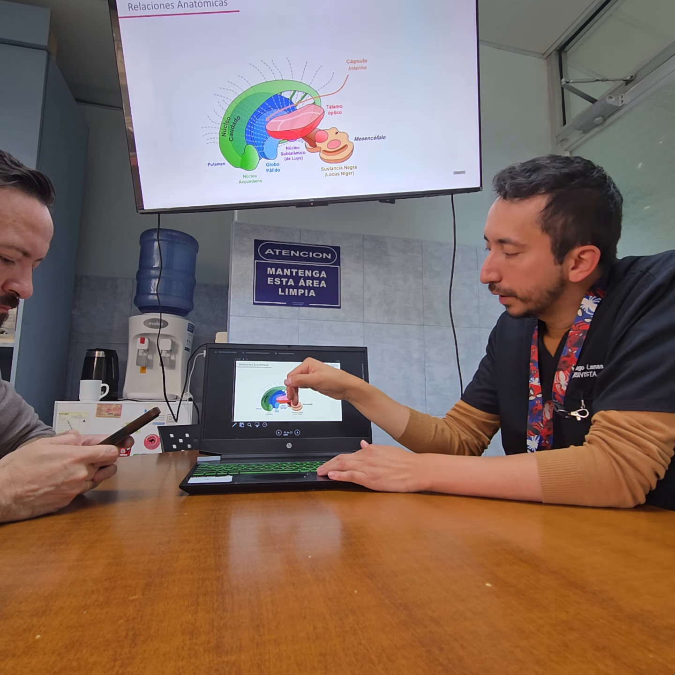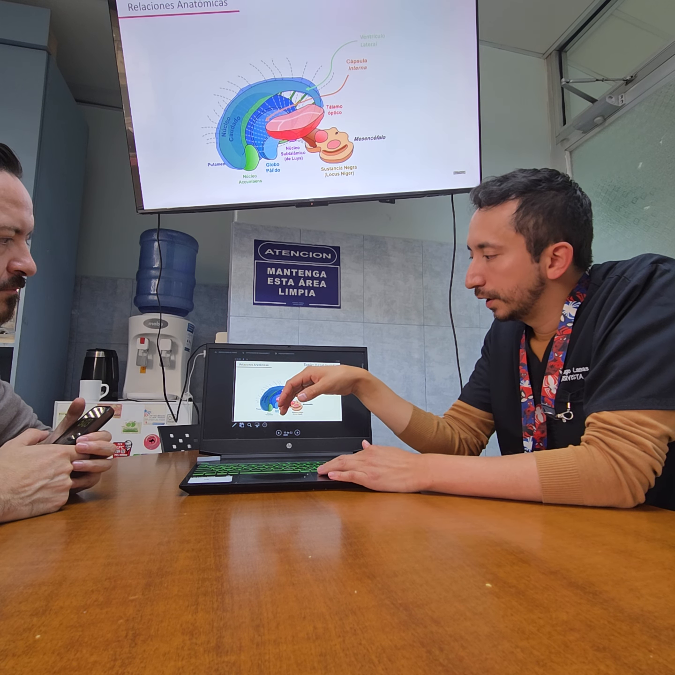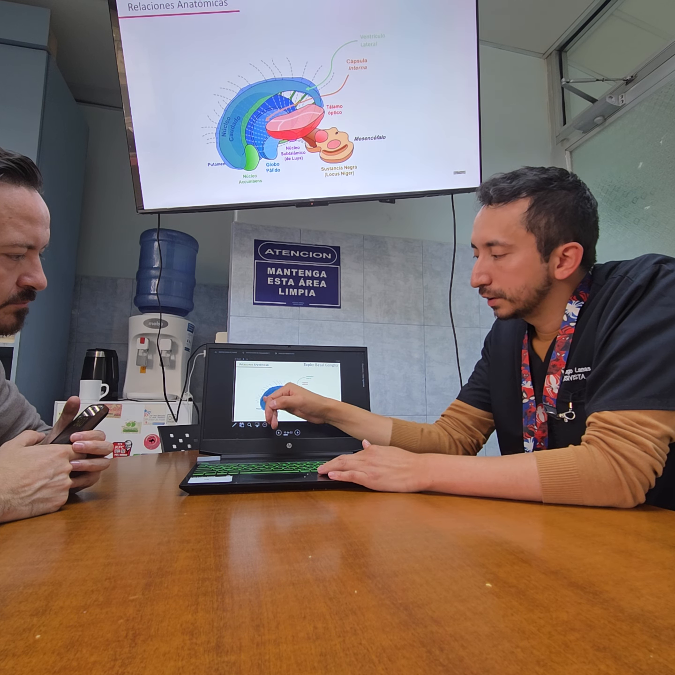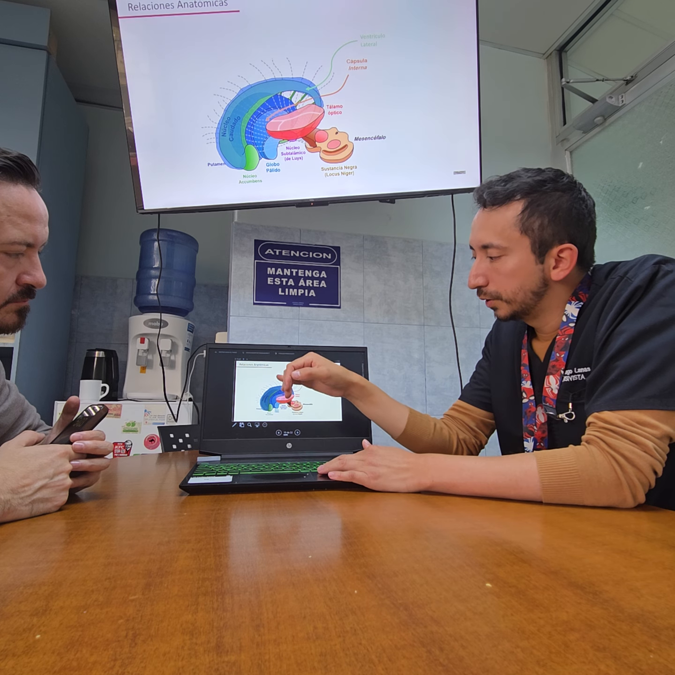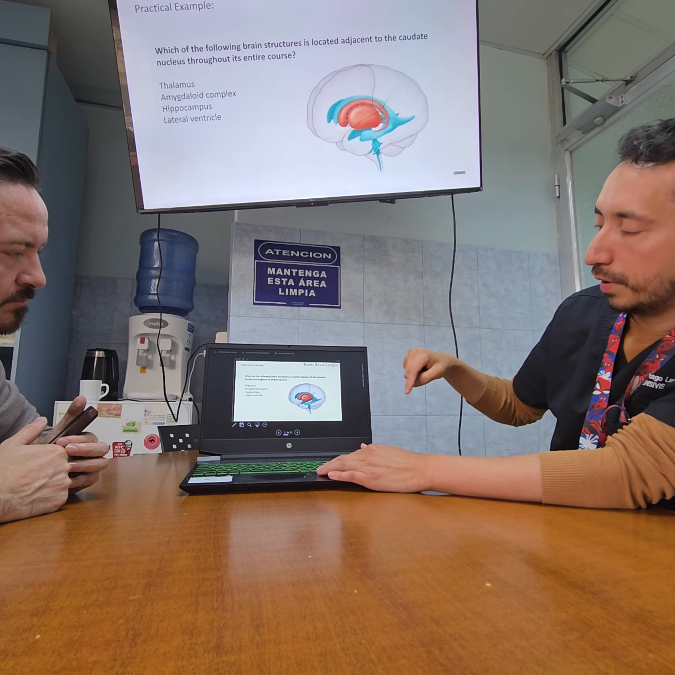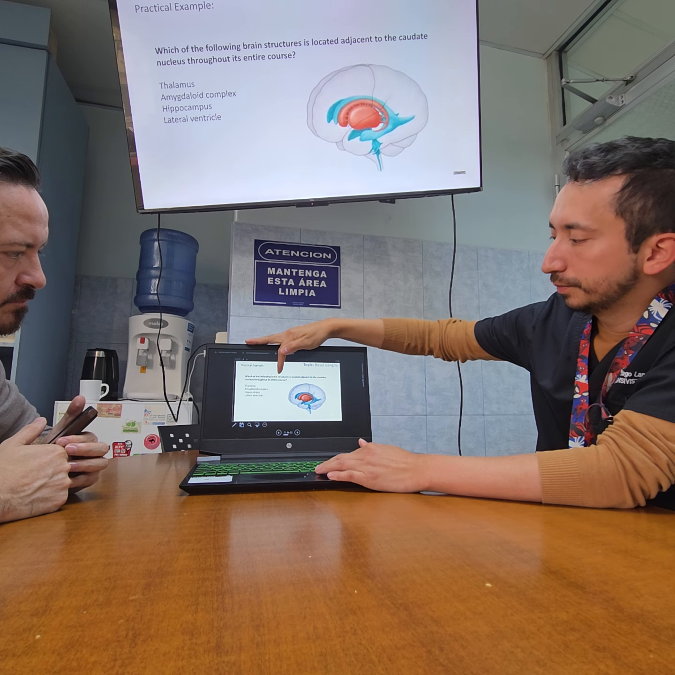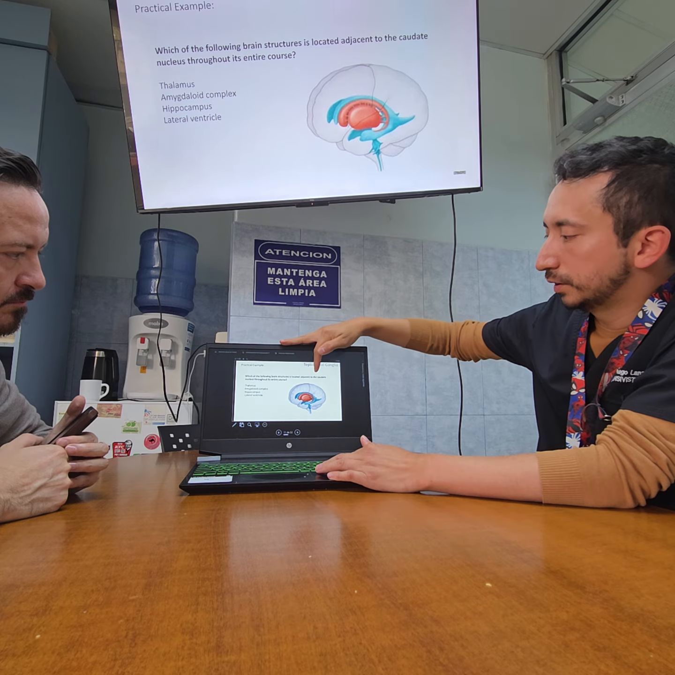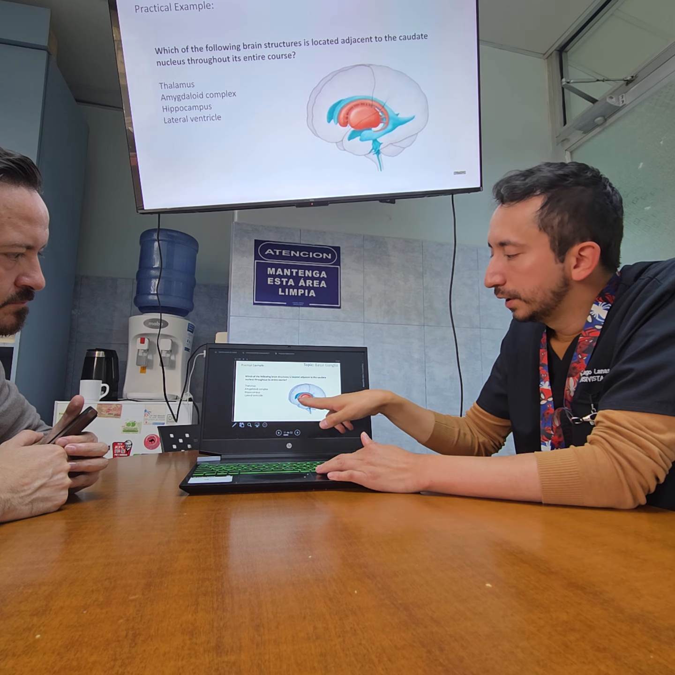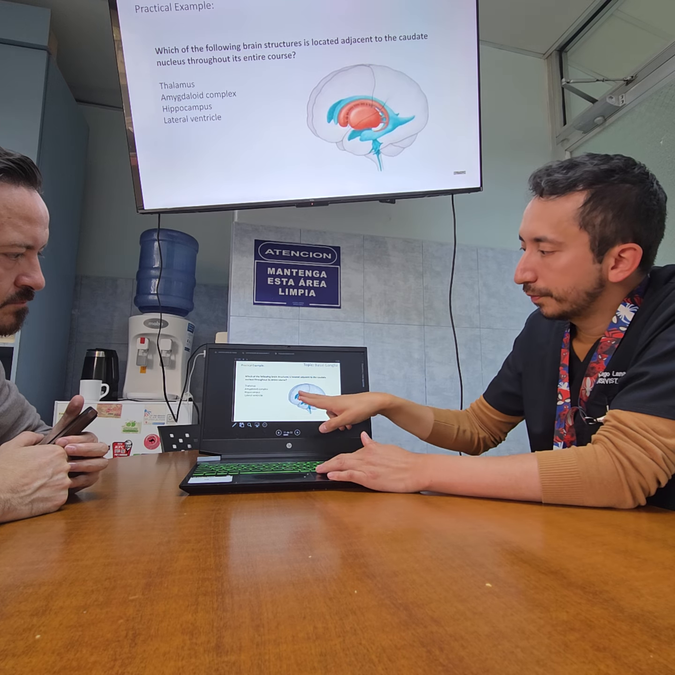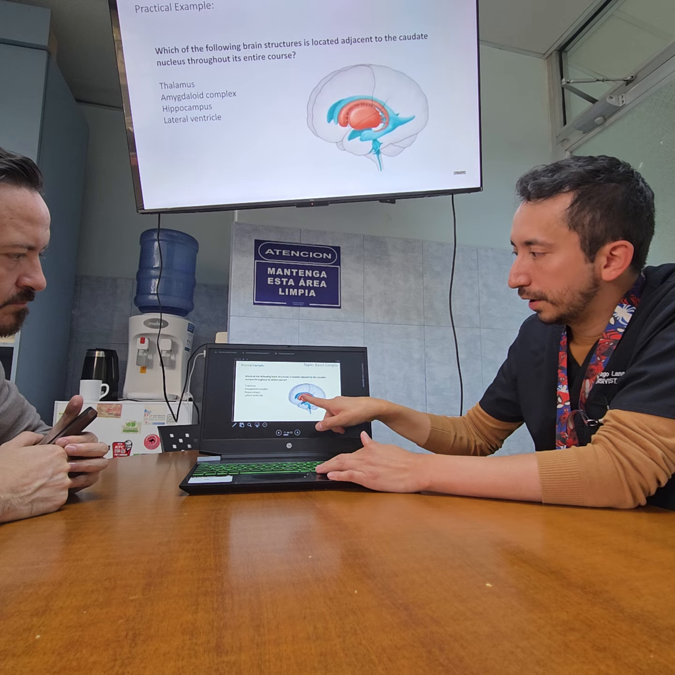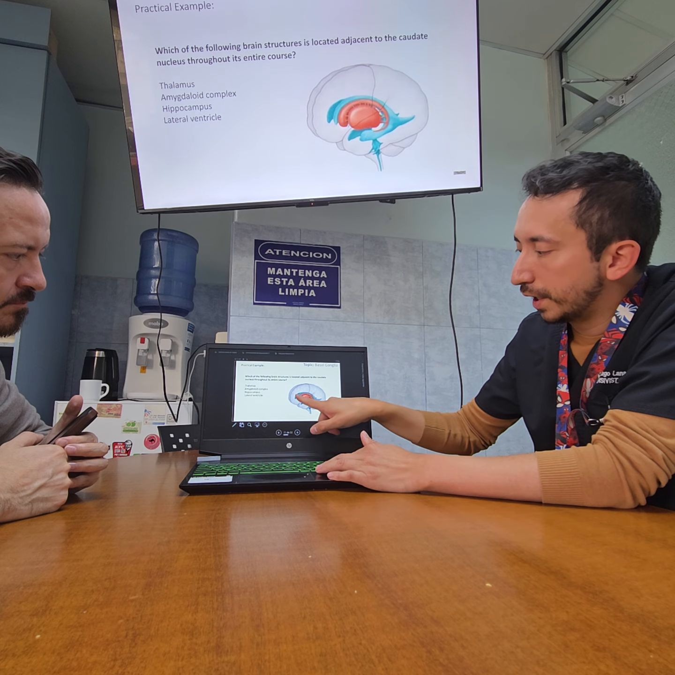So, in this part we can see the internal capsule, the third ventricle, and the lateral ventricle, with all the structures. And if you analyze again the question: which of the following brain structures is located adjacent to the caudate nucleus throughout its entire course? As you can see, the lateral ventricle is located adjacent to the caudate nucleus through its entire course.